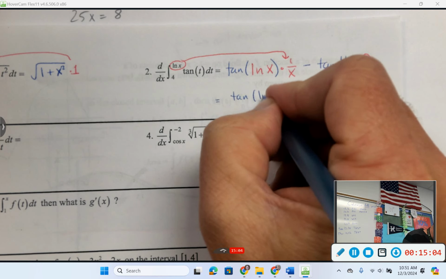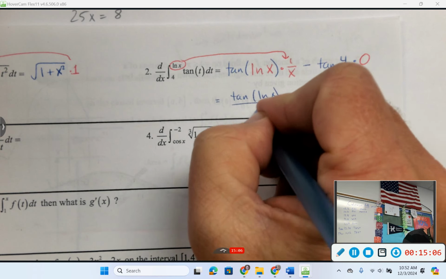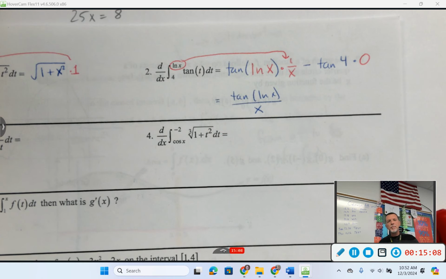This could be simplified a little bit. I don't know about simplified. Cleaned up, I guess. Tangent of the natural log all over x. And the 0 stuff goes away.